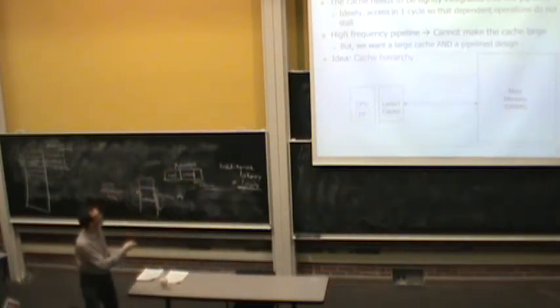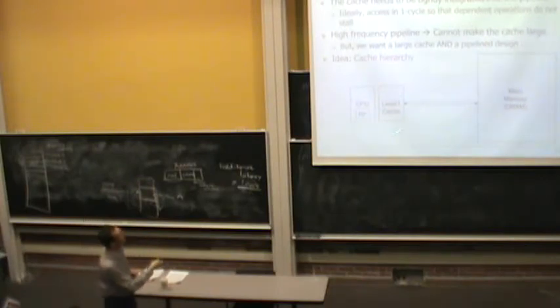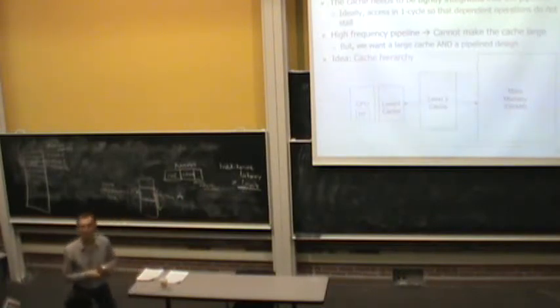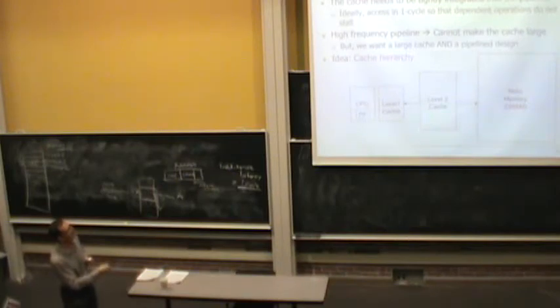Which means that you cannot make this cache very large, right? But you want a large cache and still a pipeline design. Which means that you'd like to add more levels, if you will. A larger cache, but slower cache. You access the second level cache if you missed in the first level. That's the idea of the cache hierarchy.